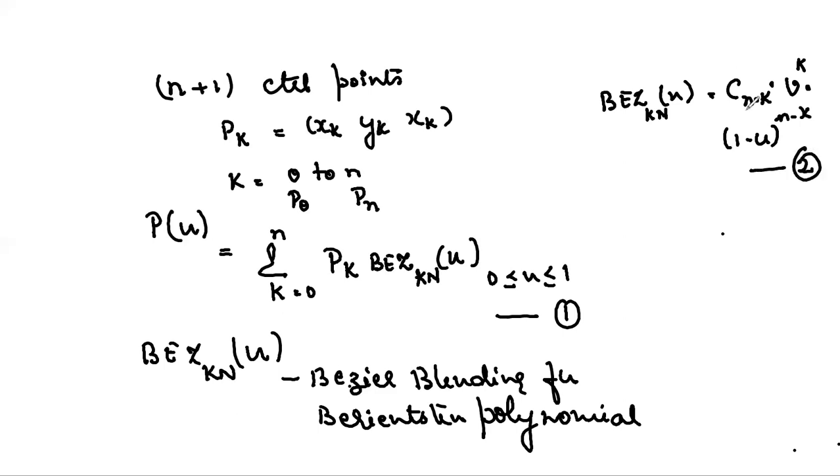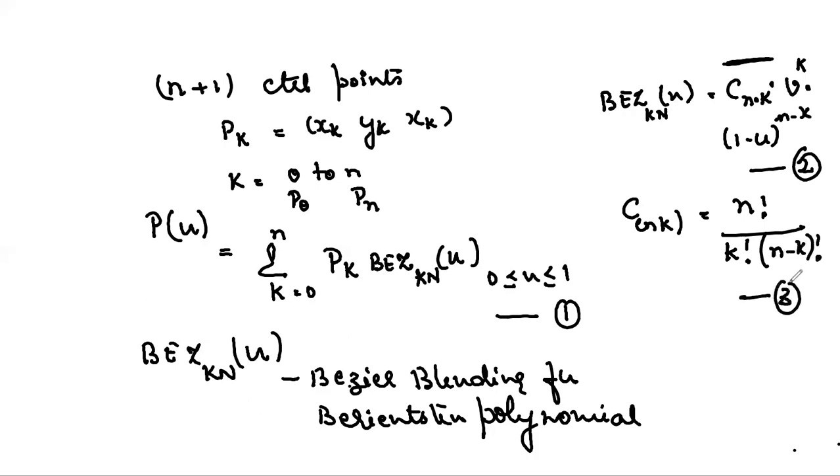Now let us try to understand what this C of n, k is. Basically, it's the binomial coefficients. So I'll write C of n, k, which is equal to n factorial divided by k factorial into (n minus k) whole factorial. Now we can represent equation 1 using a set of 3 parametric equations for the individual coordinates.